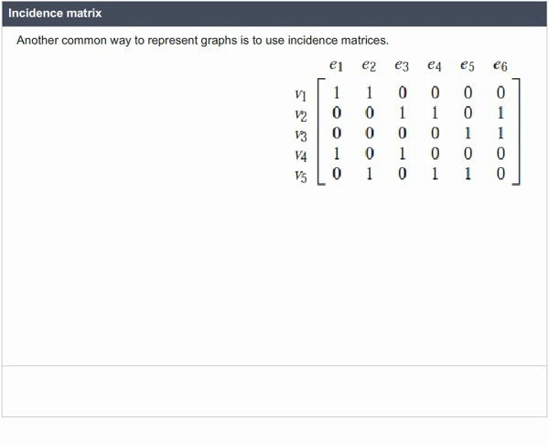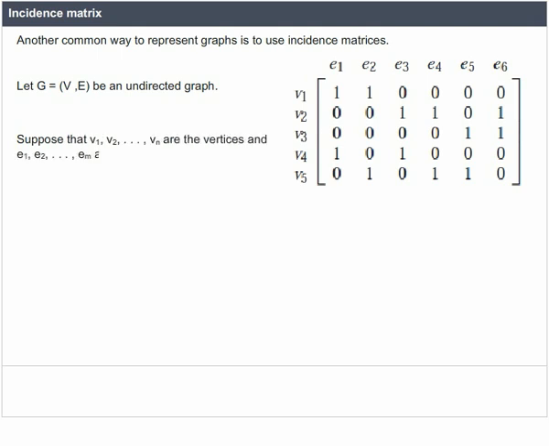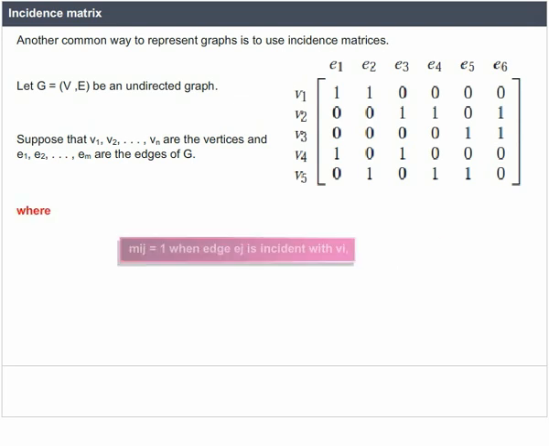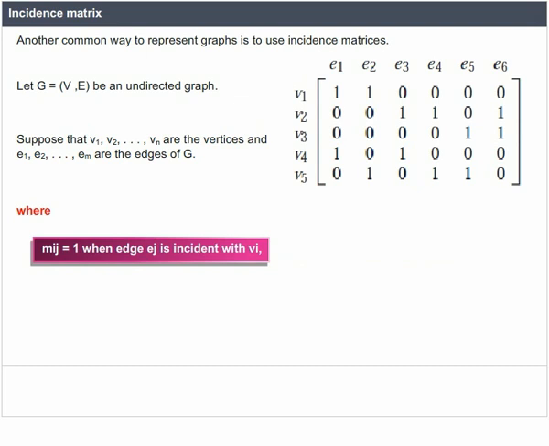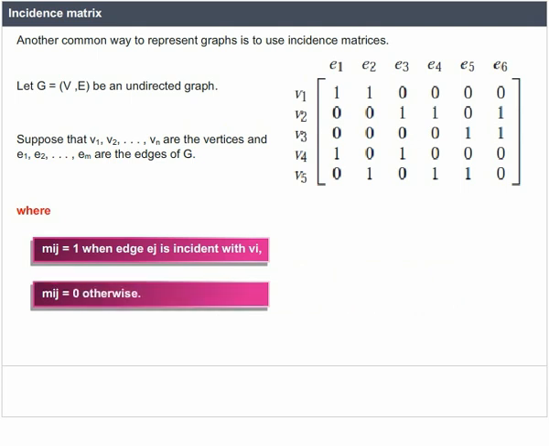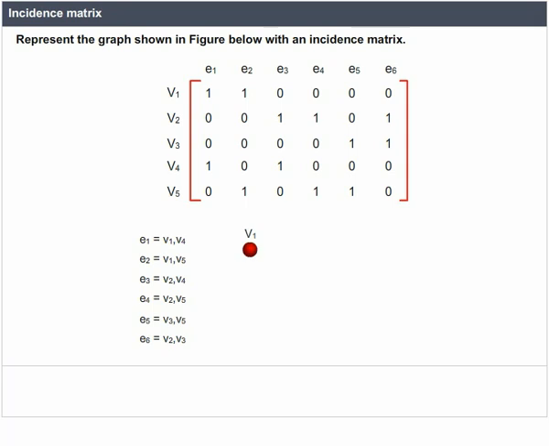Let G = (V, E) be an undirected graph. Suppose that v1, v2, ..., vn are the vertices and e1, e2, ..., em are the edges of G. Then mij = 1 when edge ej is incident with vi, and mij = 0 otherwise. Represent the graph shown in the figure below with an incidence matrix. So we can easily see the matrix using the figure. We clearly explained in the matrix where we have to see, where we have to catch the point.